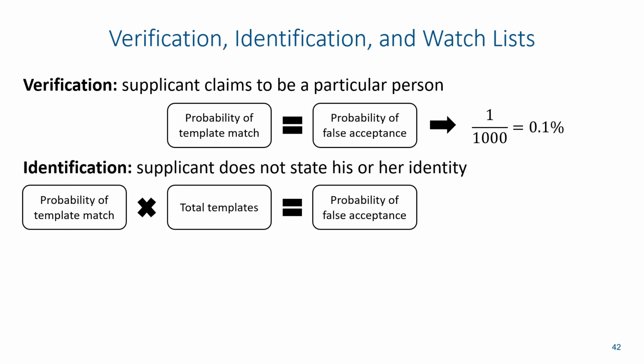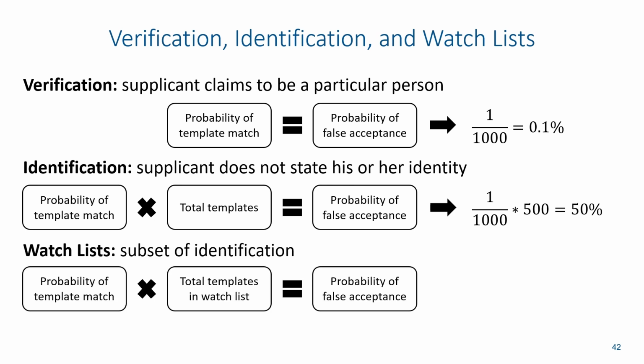For identification, the supplicant does not state his or her identity, but what we're going to do is compare the supplicant's data to all the templates to try to find the correct template. This would be good for door access, for example. So the probability of false acceptance is going to be equal to the probability of the template match, which we already deemed as 1 over 1,000, times the total number of templates. So if there's a total of 500 templates and the probability of matching is 0.1%, that means there's about a 50% chance of false acceptance.